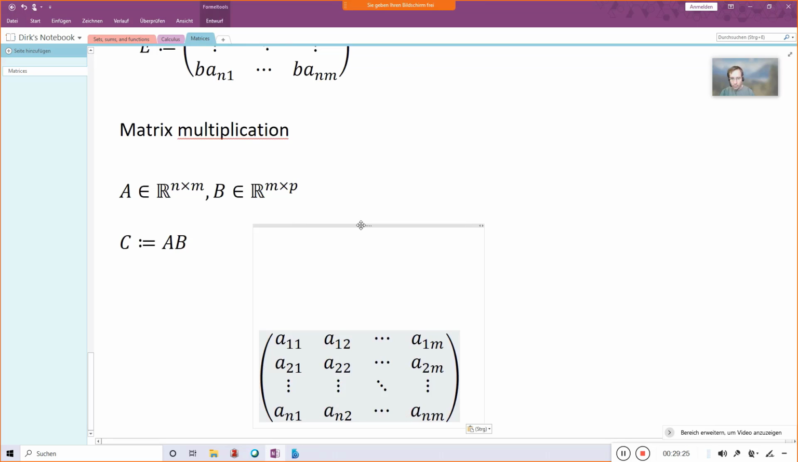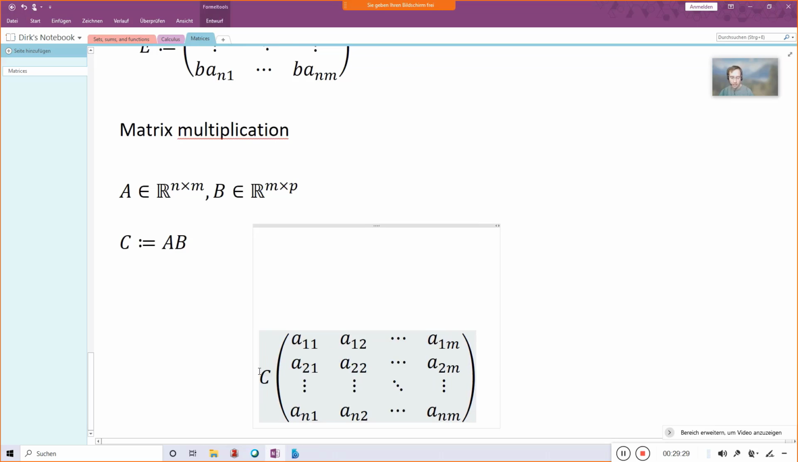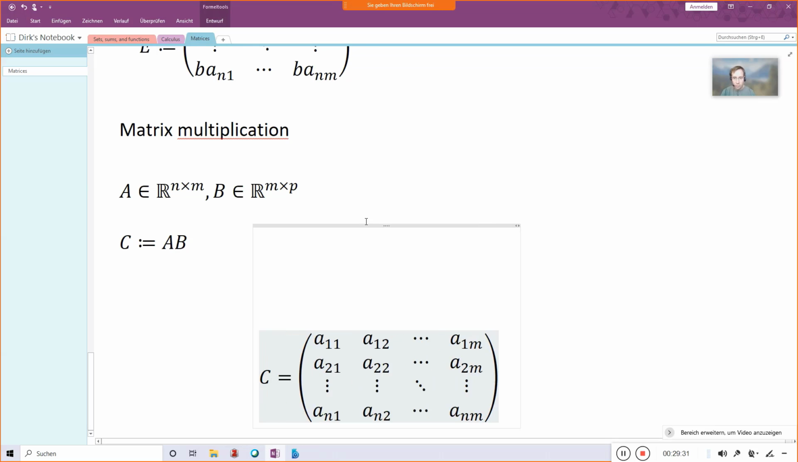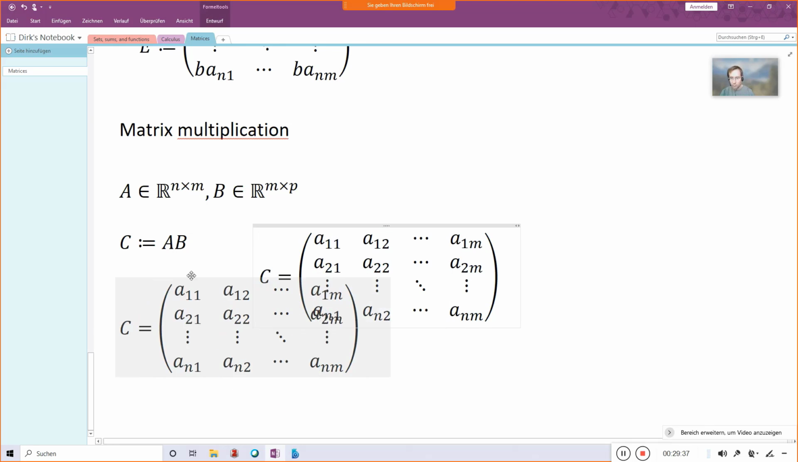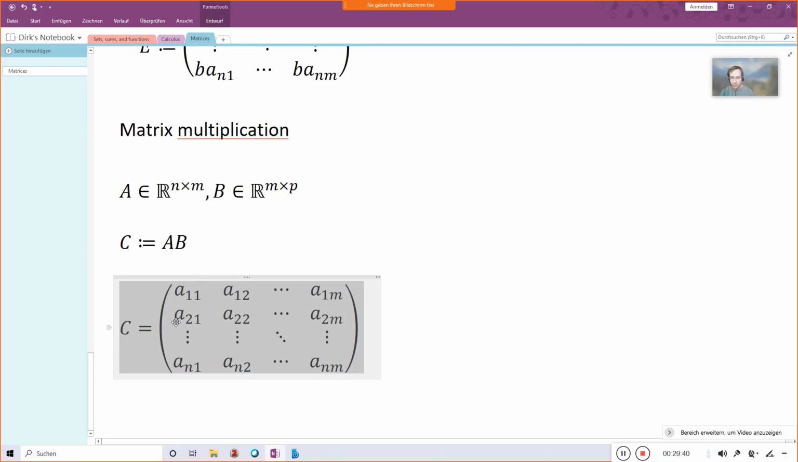So our first matrix A has these elements. As we defined, it has n rows and m columns. Now we need to write up the second matrix here.